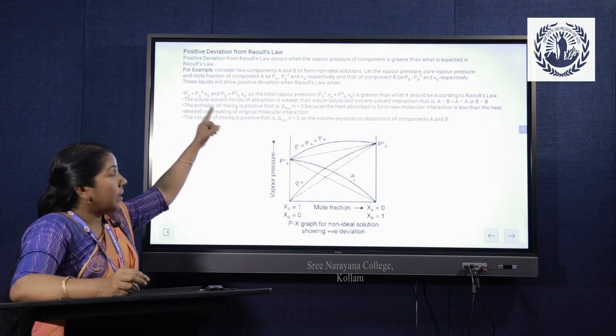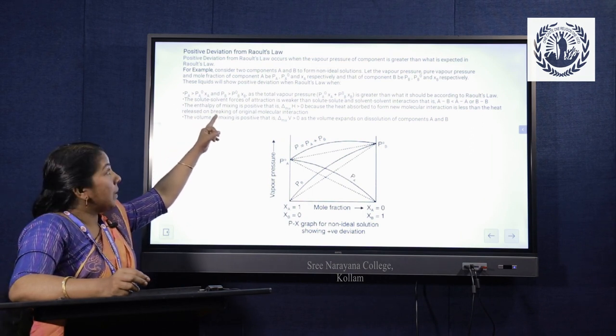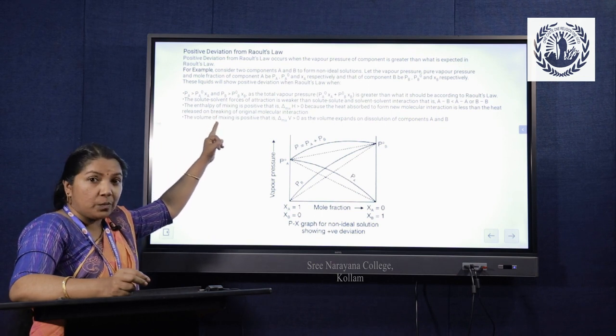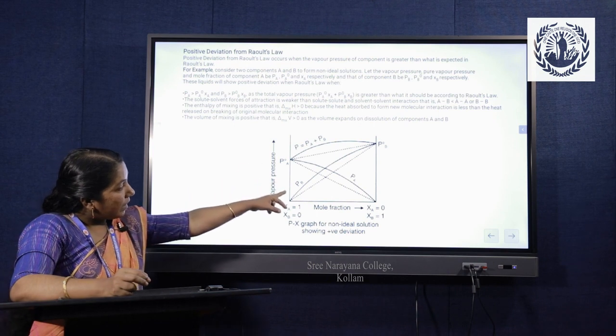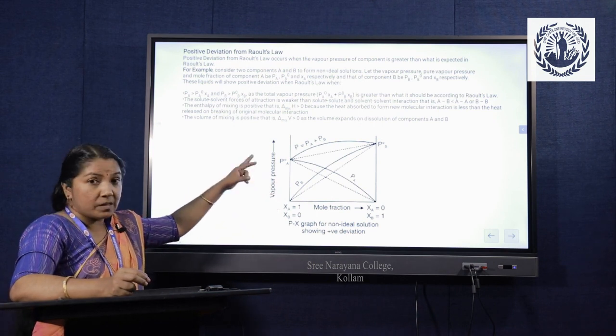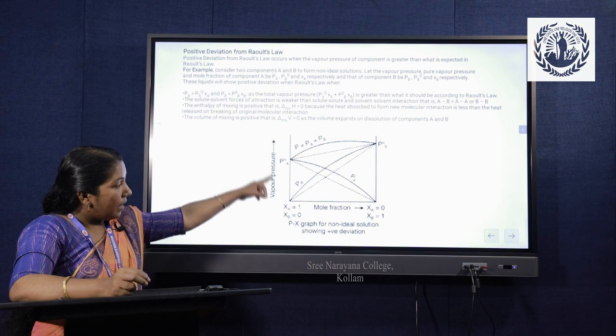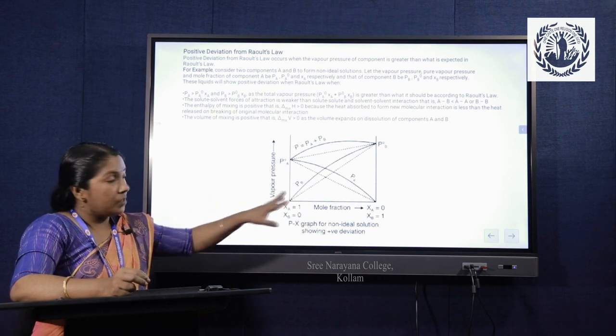And similar is the case with PB. PB is greater than P0B into XB, which is the predicted value according to Raoult's law. Here you can see the graph. A similar graph we have discussed earlier. The X-axis is A and the Y-axis only B is present.